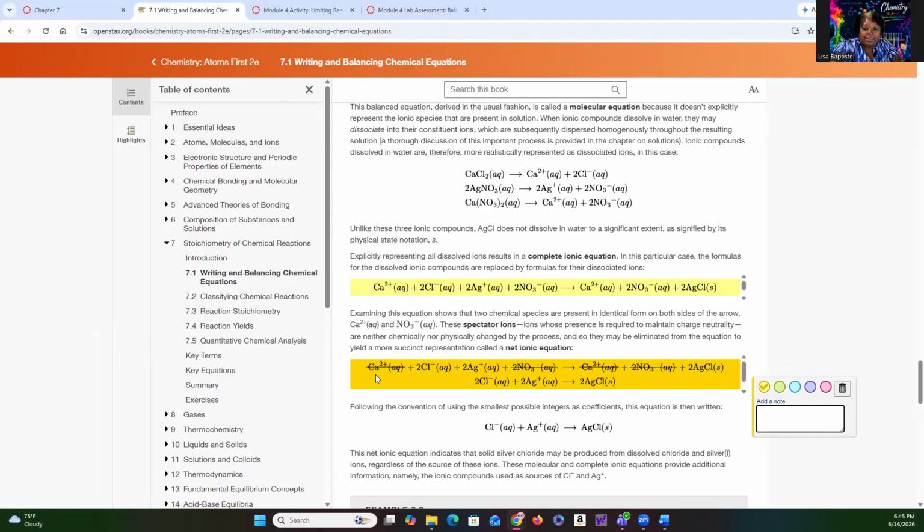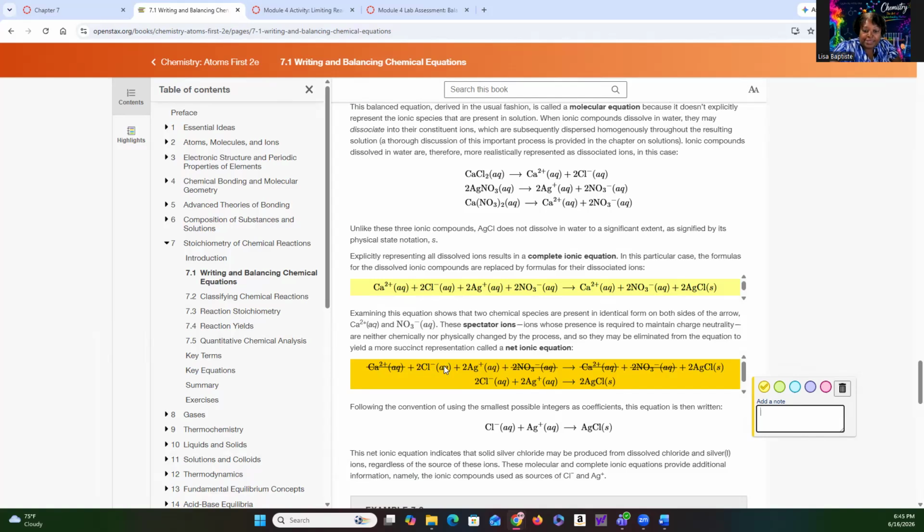There are ions that are floating around in solution. They are not part of what is going to form the solid. They're just floating around watching the reaction take place. So we want to get rid of those. The spectators are those ions that are on the reactant side as well as the product side. So calcium 2 plus aqueous is calcium 2 plus aqueous on the reactant side and the product side. It's a spectator. We want to cross it out.